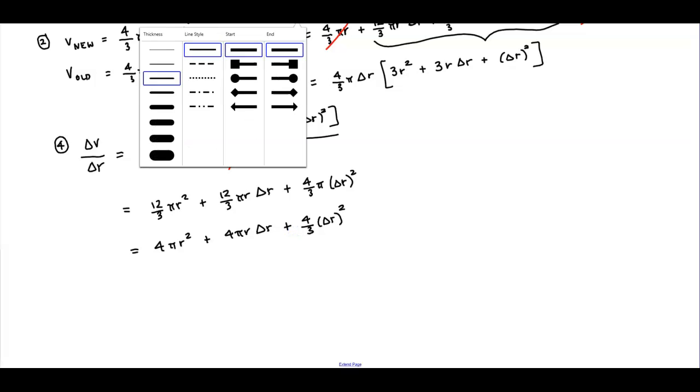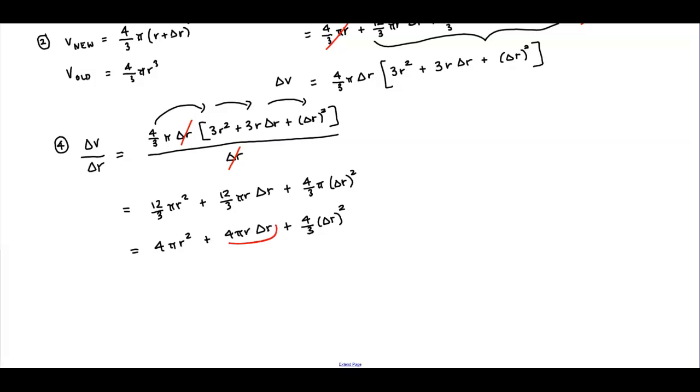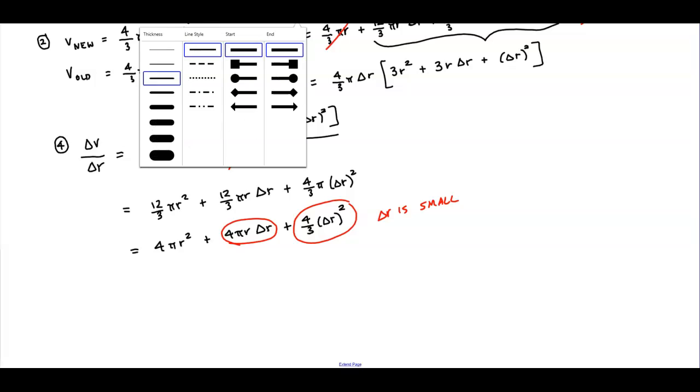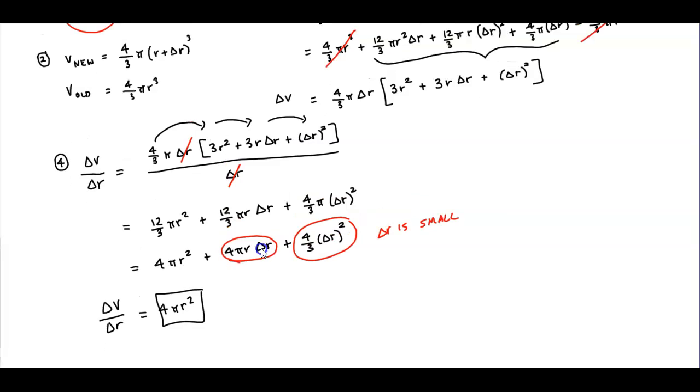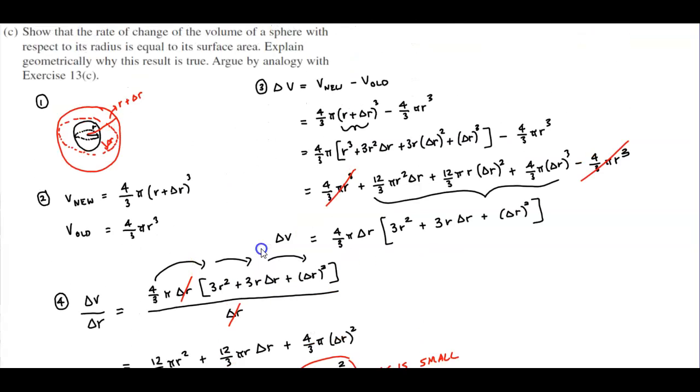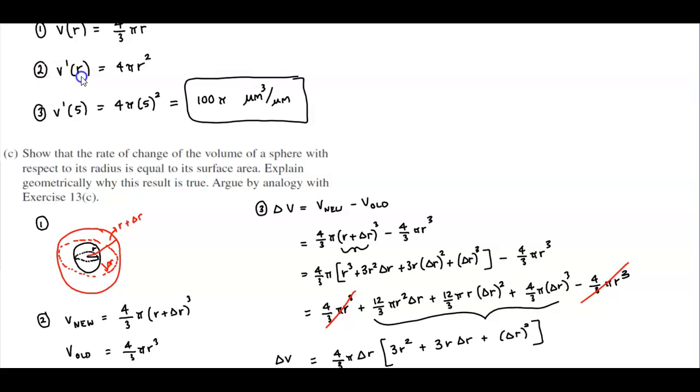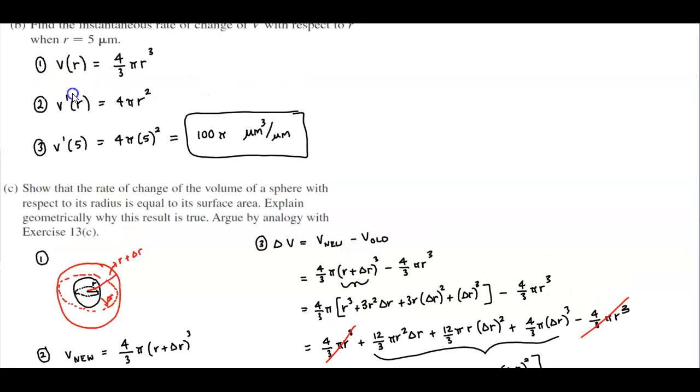Okay, so I want you to take a look here that these terms are going to be very small because the change in R is small. So therefore, we end up with 4 pi R squared as our change in V over the change in R. And if we go back here, that's what we got for the derivative in part 2, here in part B.